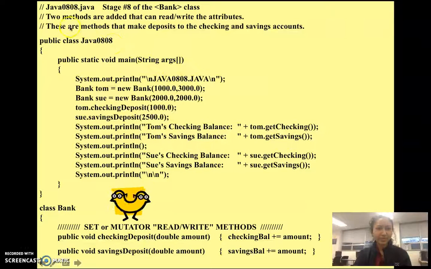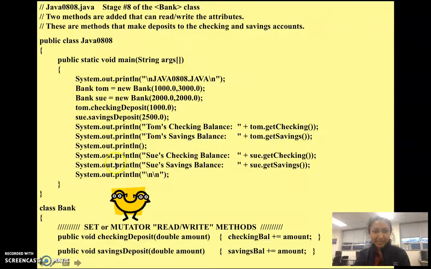Okay, what do we have here? So two methods are added that can read and write the attributes. These methods make deposits to the checking and savings account. So what they added here are checkingDeposit and savingsDeposit. They're trying to highlight what they're doing through these two methods, which are public, and these are again object methods. What they're doing is checkingBalance plus equals amount, and savingBalance plus equals amount. Amount is the parameter that is coming in as an input when this method is called.